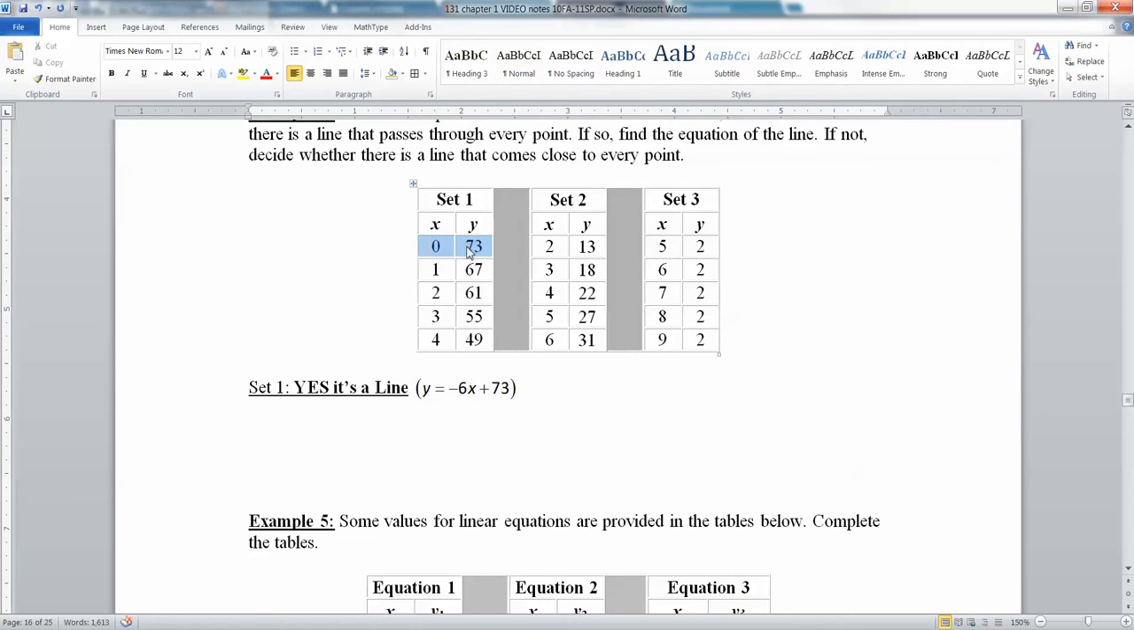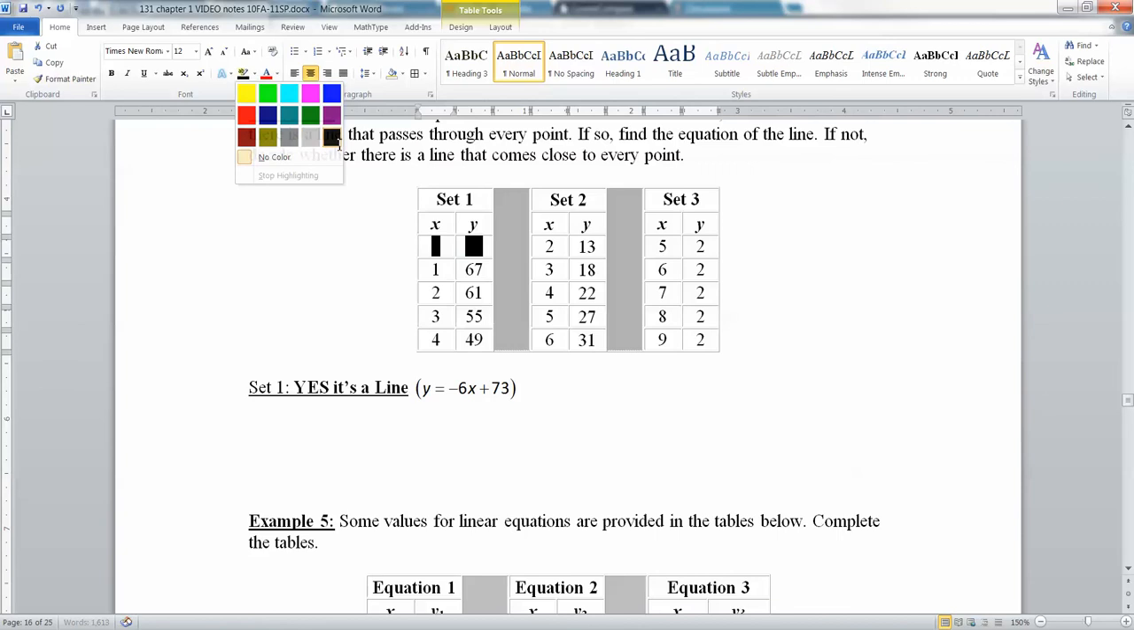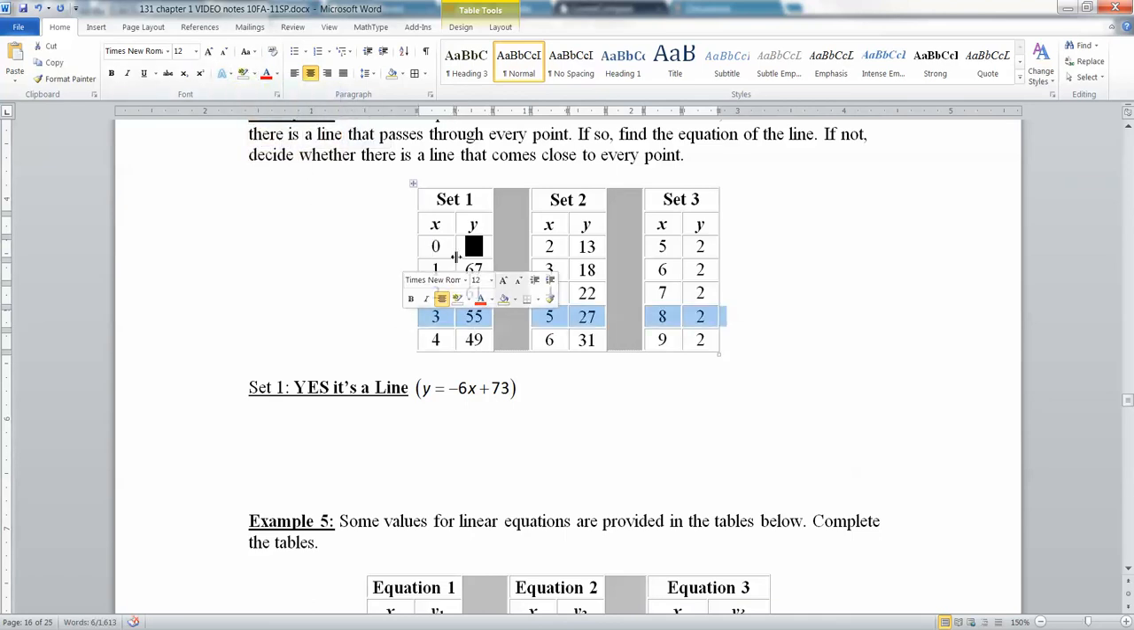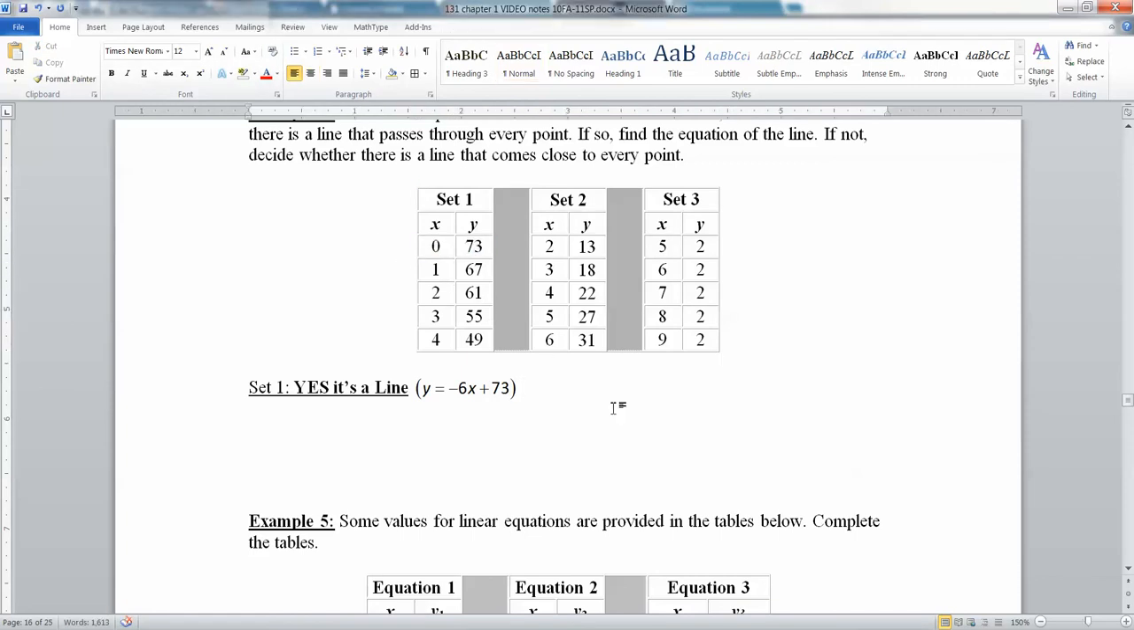Now what if they hadn't given you the 0? What if that hadn't been there? Right? Then what would you do? If that was missing, you could still figure it out because you'd say, okay, look, if I drop 6 every time, then what I really want to know is what's happening when x is 0, right? That would be my intercept. So you say, okay, down 6, down 6, down 6. Then to get up to this one, I would add 6, right, to go backwards, and that would get me 73. So even if they hadn't given that to you, you could still figure it out.